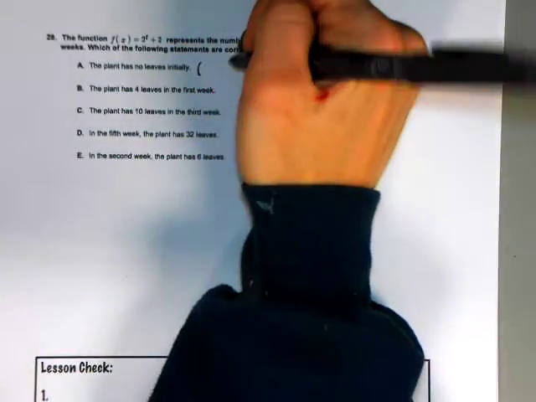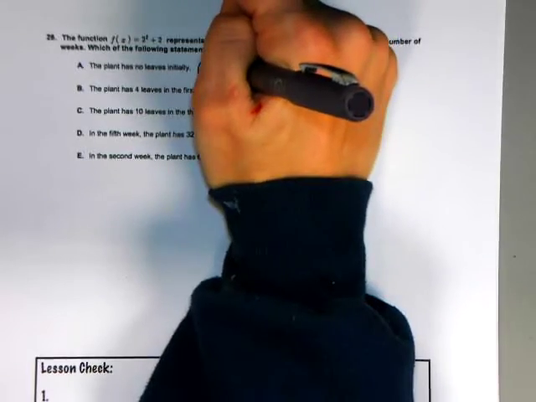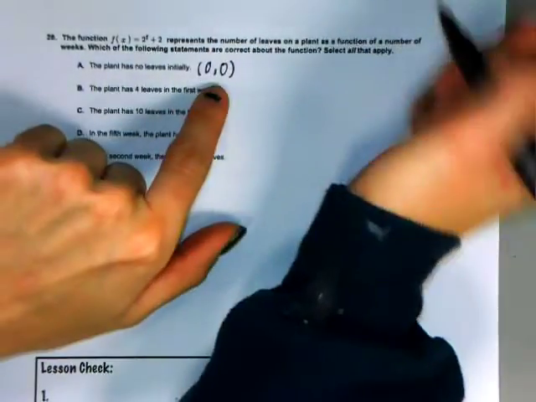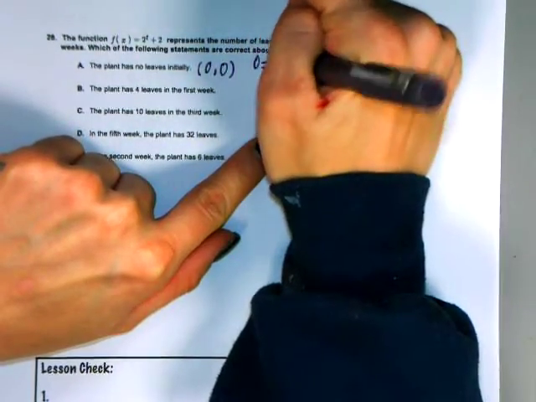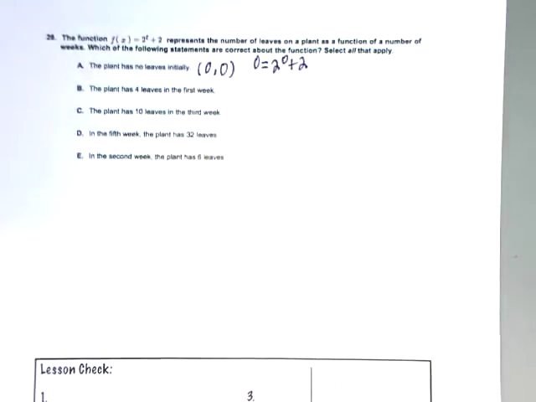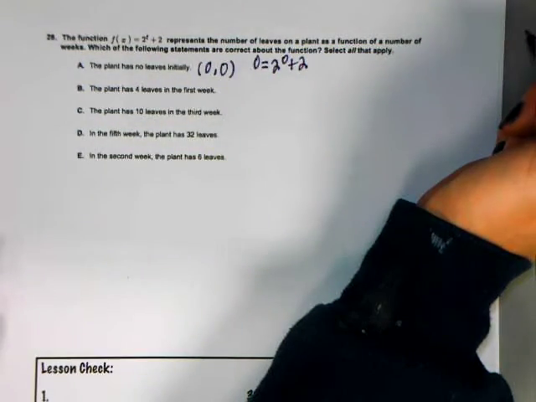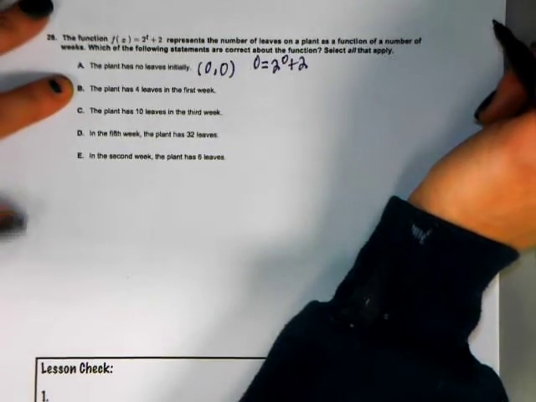So for A, it says the plant has no leaves initially. So let's figure out a point for that. What would initially be after how many weeks? 0, and then no leaves, that would be how many leaves? 0. So we're checking to see if that works in there. So 0 equals 2 to the 0 power plus 2. Does that work? No, right?